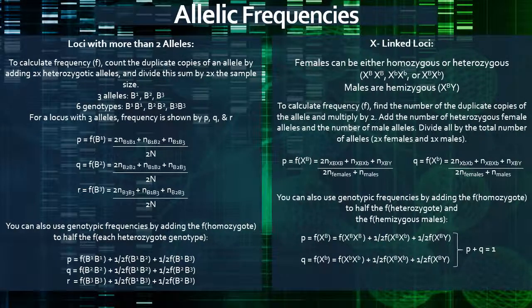To calculate the allelic frequency of the X-linked loci, find the number of duplicate copies of the allele and multiply by 2. Add the number of heterozygous females and the number of male alleles. Divide all by the total number of alleles. You can also use genotypic frequencies by adding the frequency of the homozygote to half the frequency of the heterozygote and the frequency of the hemizygous male.